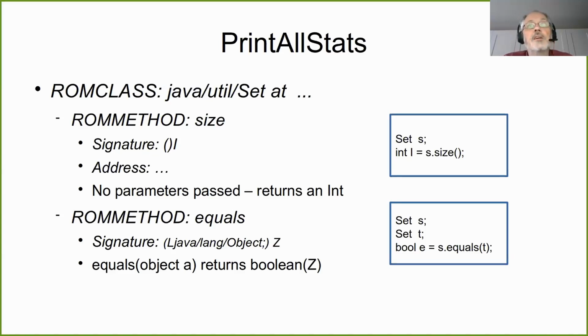In the printout, it will say there is a Java class called Java Utility Set, which is what this is. It has a method called size, and its signature, bracket bracket, says there are no parameters, and it returns an I. You can also do a comparison for equals in two sets. So you have one set and say, is this the same as the next? If you look at the signature, you'll see it passes in a Java object and returns a Boolean. So from this, you can see all the methods that have been loaded into the shared classes cache and what the signatures are.